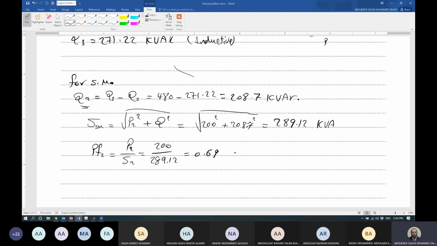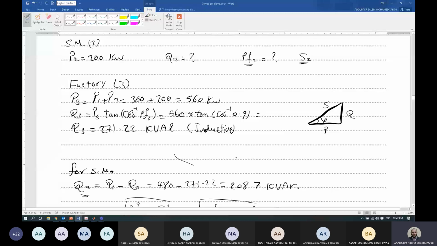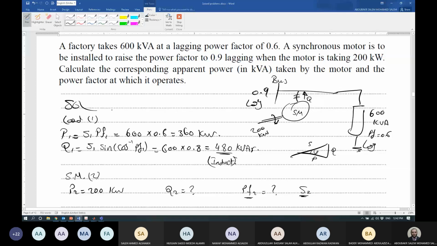How is it lagging? If it is lagging, we should say from the beginning Q1 plus Q2 equals Q3. Right or wrong? If it is lagging like that, we should say Q of load plus Q of motor equals Q of the supply. However, we add the motor in order to compensate the power factor. So the logic is a leading power factor in order to deliver reactive power. Right? So the power factor of the motor is leading, not lagging.